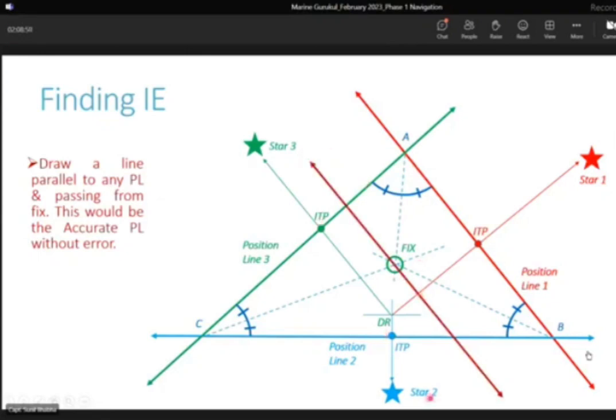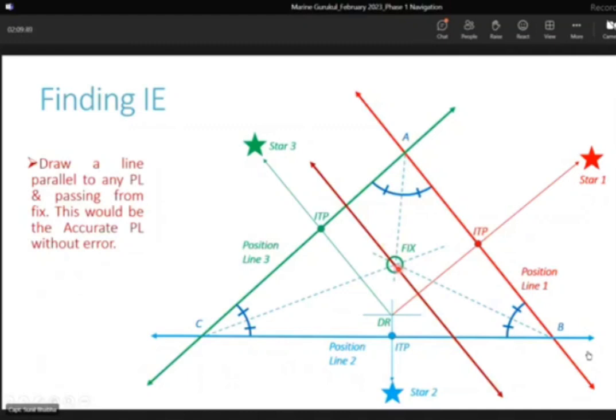You can see the parallel line passing from the fix now. Now this line which we have drawn would be the accurate position line without any error, because this is the PL which is passing from the actual position of the ship. The red color PL had some error in it, and the maroon color PL which we have drawn now passing from the fix is the accurate PL or the exact PL without any error.